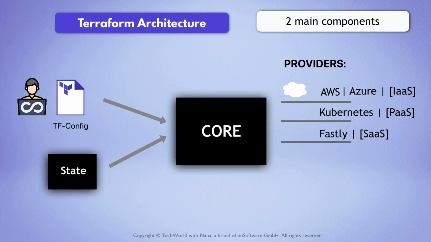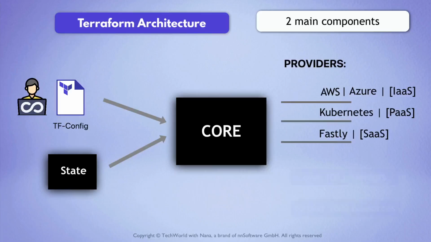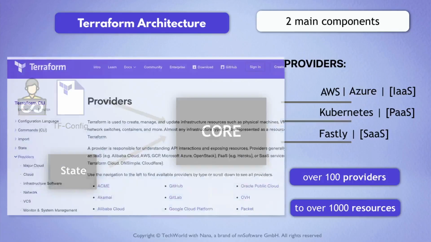So it gives you possibility to create stuff on different levels, like create a AWS infrastructure, then deploy or create Kubernetes on top of it, and then create services inside that or components inside that Kubernetes cluster. So it gives you all these possibilities. And it does that through those providers. Terraform has over 100 providers for these different technologies.